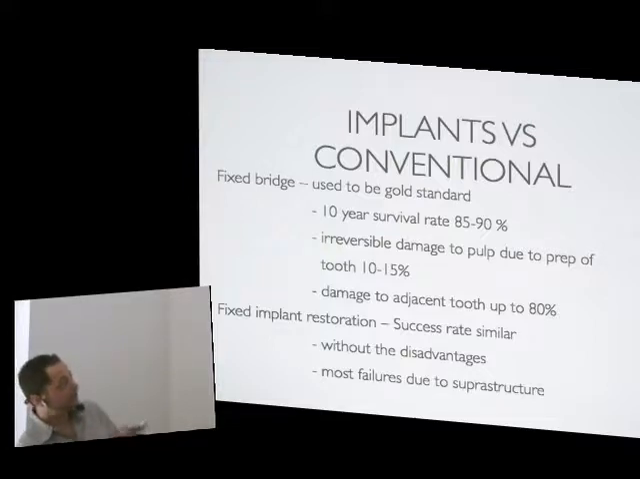The problem is with the fixed bridges, we have irreversible damage to the pulp due to preparation of the tooth in 10 to 15%, which is quite high. So every 10th tooth dies after a few years. If we have a failure with fixed implant restoration, it's mostly due to the superstructure. 95% of the implants heal. So the rest is due to the superstructure.